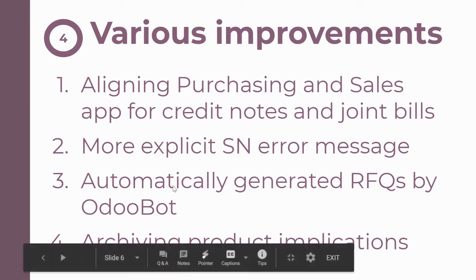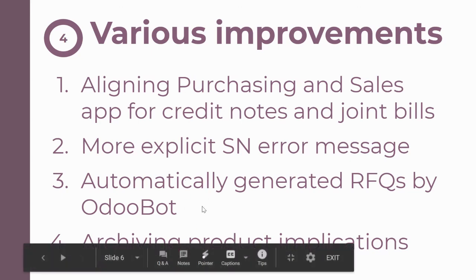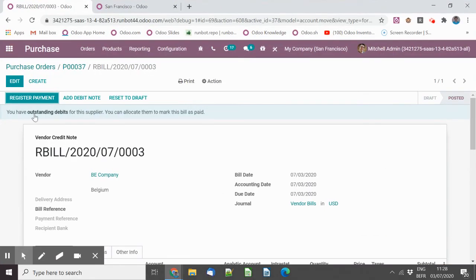Third point, RFQs automatically generated by RFQ. So far, when you had an automatic RFQ, for example, for an MTO process or reordering rule, the purchase representative was the user connected, but now it's OdooBot. So it makes it more generic and more clear, I think, on who really made the action. And finally, archiving product implications. So this is maybe the last thing I want to show you.